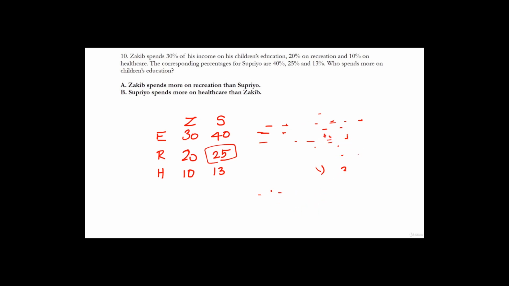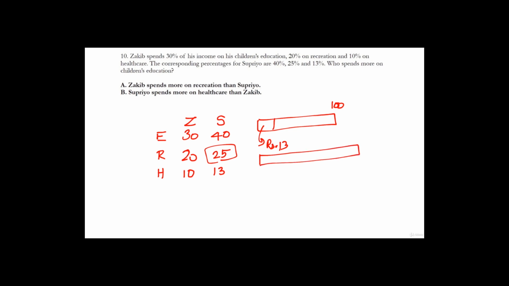The second statement says Supriyo spends more on healthcare than Zakib. Now let us consider Supriyo's salary is rupees 100 and 13% of it will be rupees 13, and Zakib's expense on healthcare is only 10%, and it should be less than Supriyo's. For that, Zakib's salary should be less than 130, so that 10% of that will be less than 13. It cannot go more than 130.